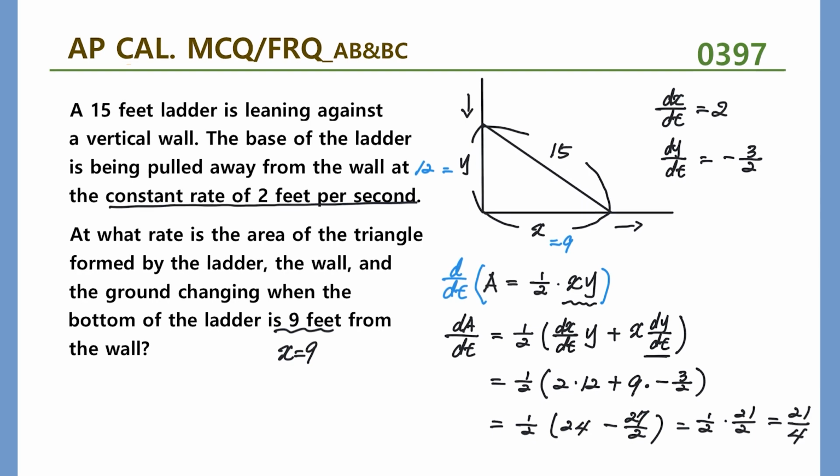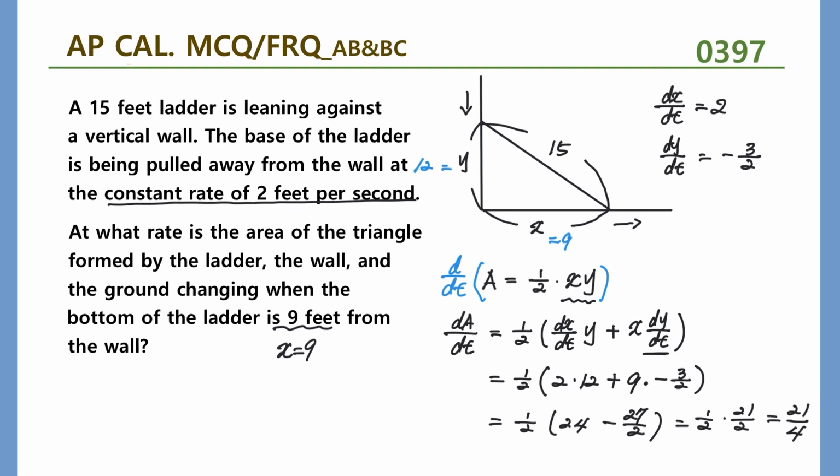So we can say the area of this triangle, this is positive, is increasing at a rate of 21 over 4 feet squared. The unit is feet squared, for the area, right? Per second. Okay?